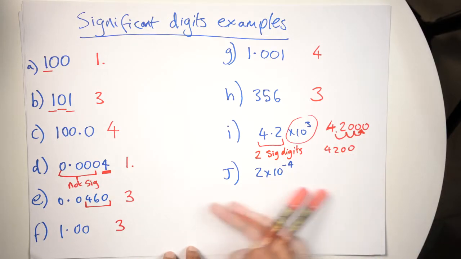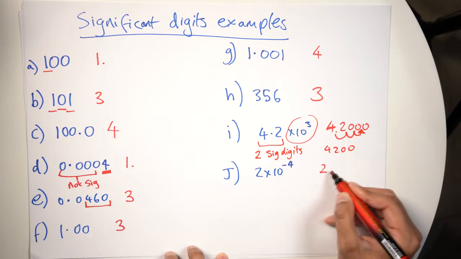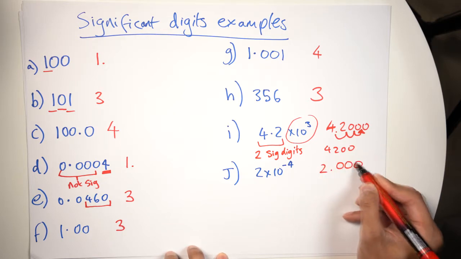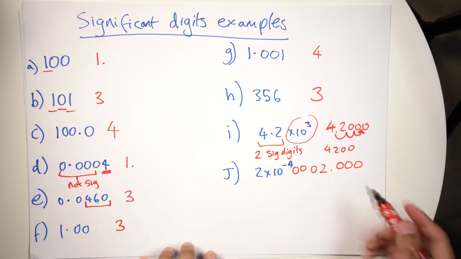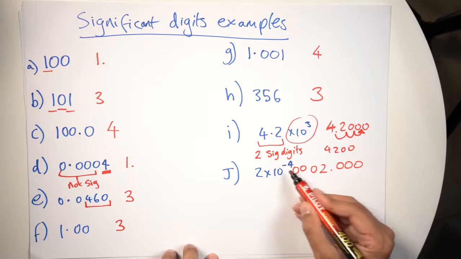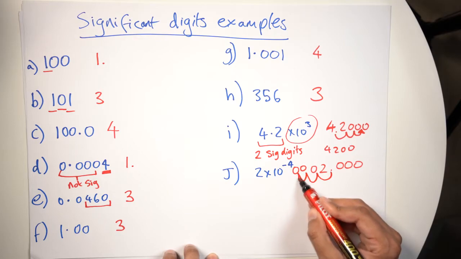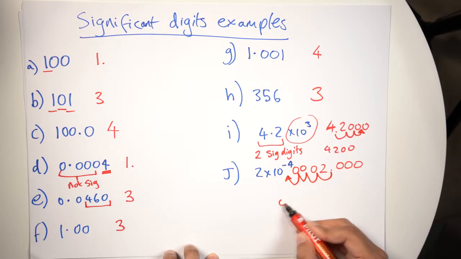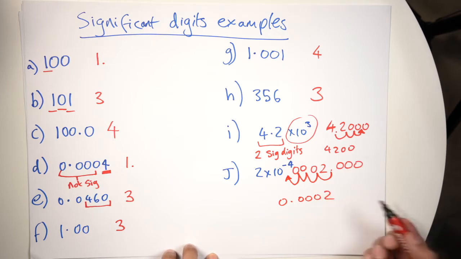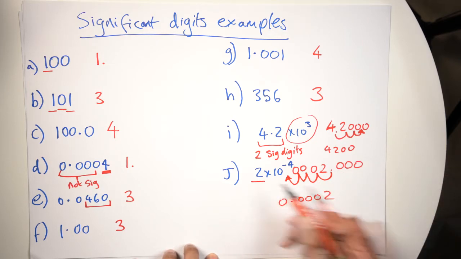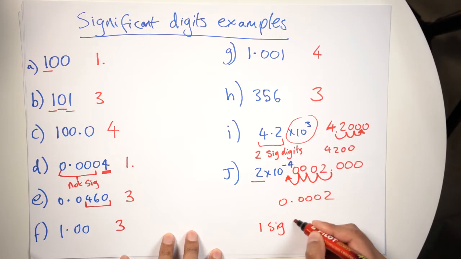Similarly, this one we're going the other way. Imagine you've got 2 and a whole load of zeros in front. That's still the number 2. And what you're doing is moving, it's 10 to the power of minus 4. You're moving this 1, 2, 3, 4. So you end up with 0.0002. And again, you don't even need to do all of that. It's in the answer. It's 1 significant digit.